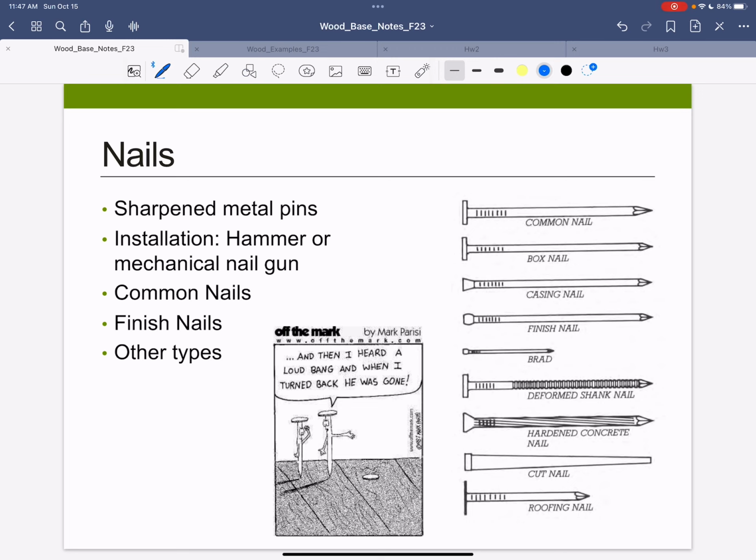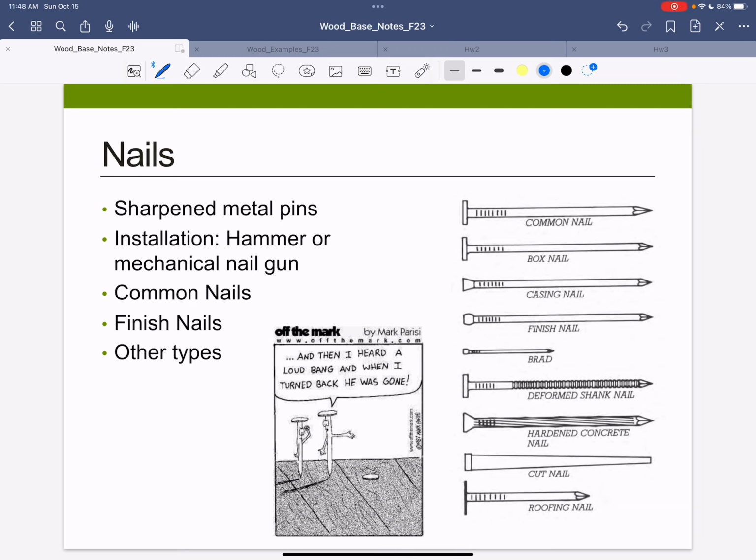And sometimes, it's a bit of an art to drive a nail in a minimal number of hits, particularly if you're working with some pretty hard wood, like very aged oak and things like that. There's common nails, finished nails, and then some other specialty types.